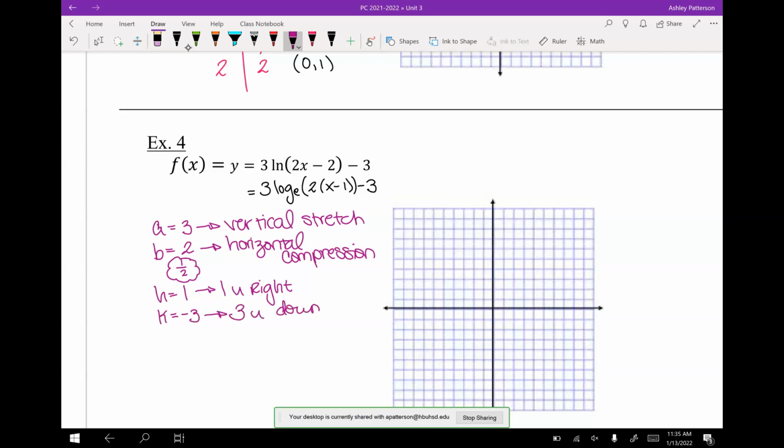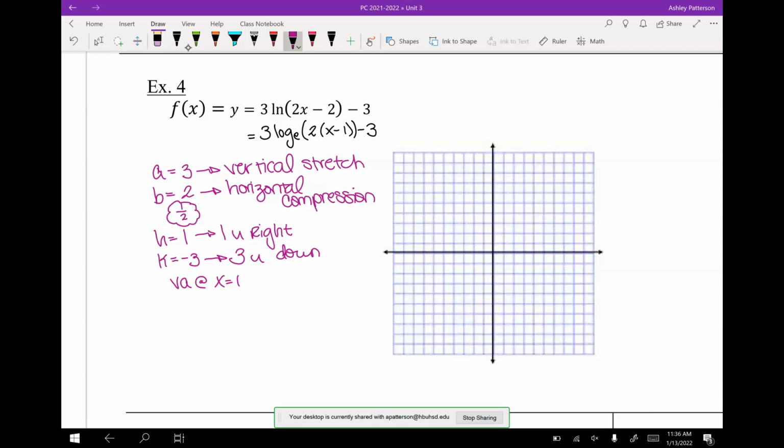What type of asymptote do we have here? Vertical, very good. And where is it? At x equals 1. Okay, looking good. Let's set up our transformation table. We have 1/2 times x plus 1, and then 3y minus 3 for the y column.